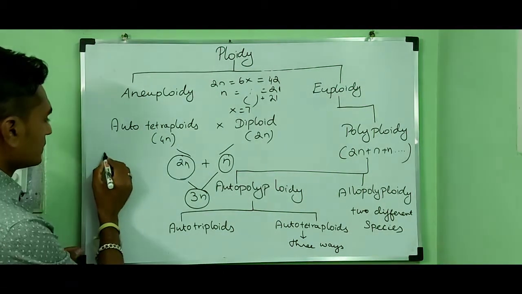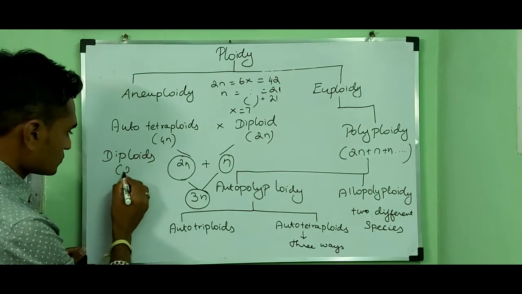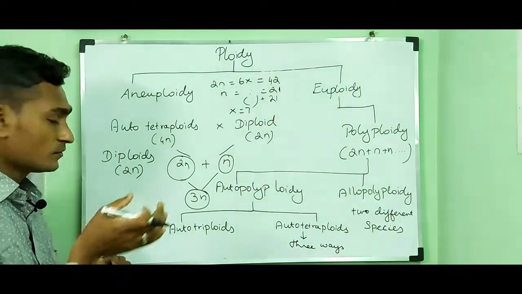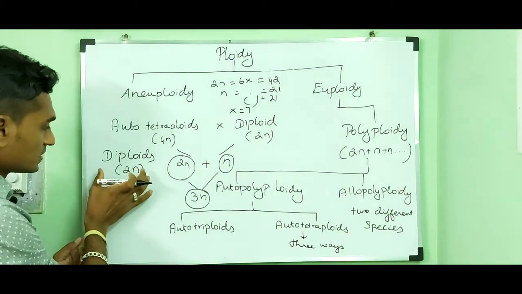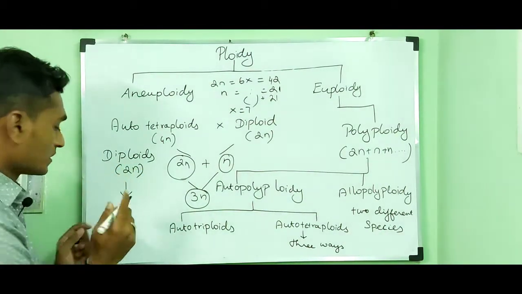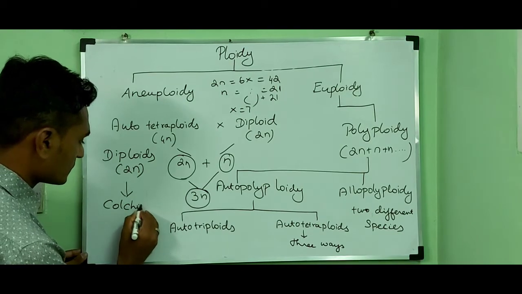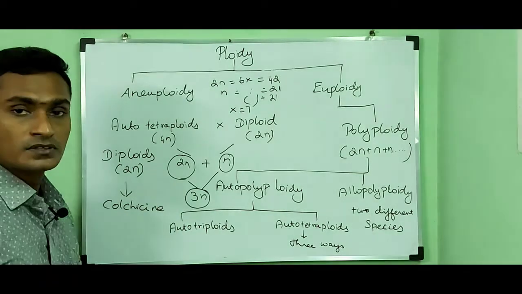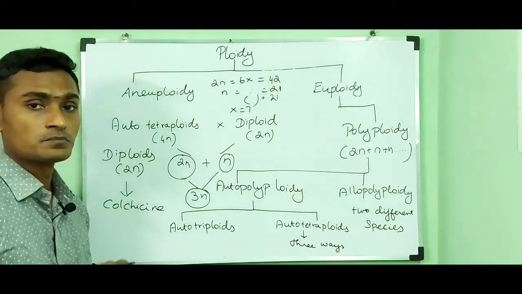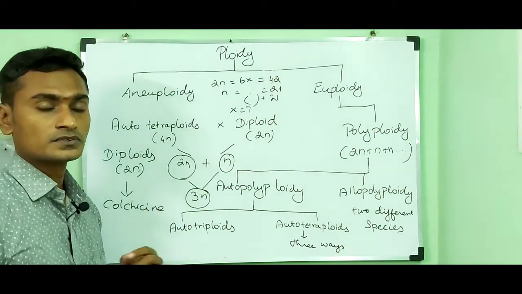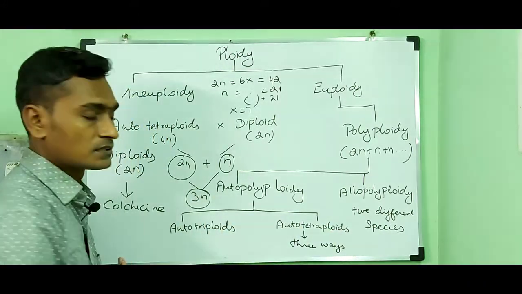So it is a diploid organism which contains two sets of chromosomes. We are going to treat the diploid with a chemical called colchicine. By applying this chemical, the chromosome number will be doubled, and they become autotetraploids.